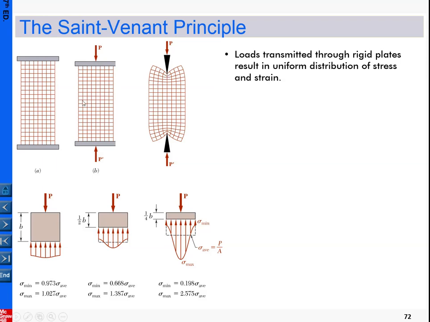And away from where the loading is applied, for example, if I pick the cross section here, you should imagine the distribution of the stress becomes more uniform. Compared to if I pick the cross section here, you should expect the concentration of the stress will be like this one. So this is not so uniform.